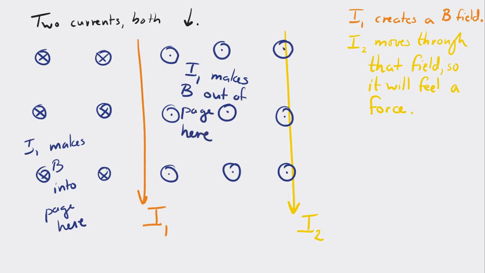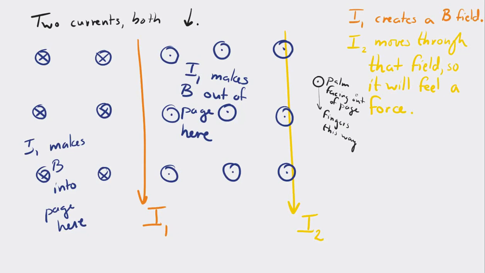Okay, I2 moves through that magnetic field. So now we can figure out the direction of the force on I2 caused by the magnetic field that was created by I1. Okay, and for that we're going to use the other right-hand rule. So for this right-hand rule, I point the fingers of my right hand in the direction of the current, and I2 moves toward the bottom of the page. So my fingers will point toward the bottom of the page.